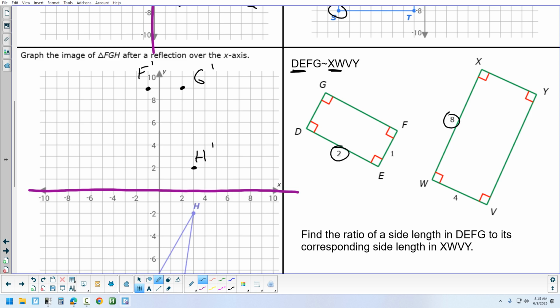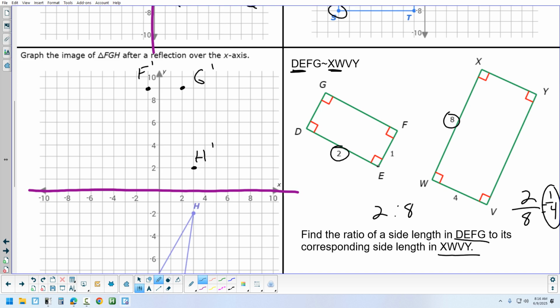So it says find the ratio of a side length in that shape to its corresponding side in that shape. So in DE, we've got a 2. XW is an 8. That's how you write the ratio, 2 to 8. Or you can write it as a fraction too, 2 over 8. And what would that reduce to if you reduced it? Yeah. So what they're saying here is this shape is a quarter the size of this shape.